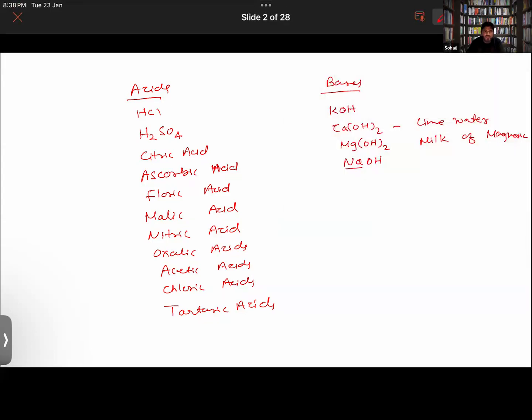Sir, ammonium hydroxide? Ammonium hydroxide is also there. The solution is used as a window cleaner. So yes, ammonium hydroxide is also there. Very good. So there's also this one. It is found in baking soda. I think it's called sodium bicarbonate. Sodium bicarbonate. Very good. Yes, so that is NaHCO3.